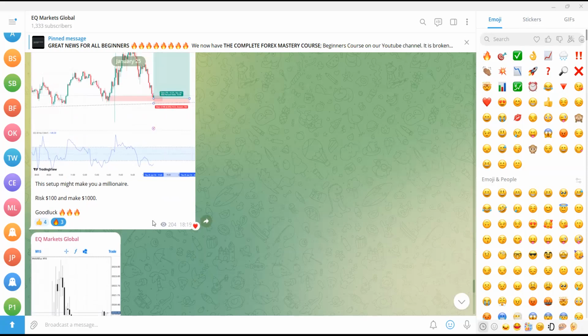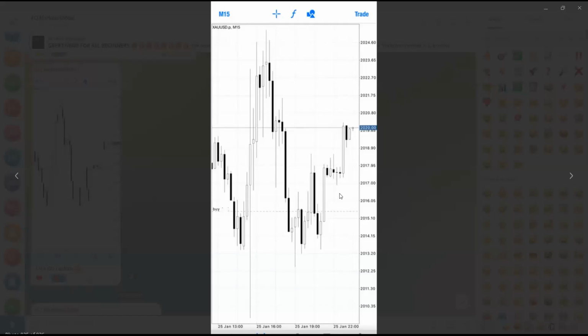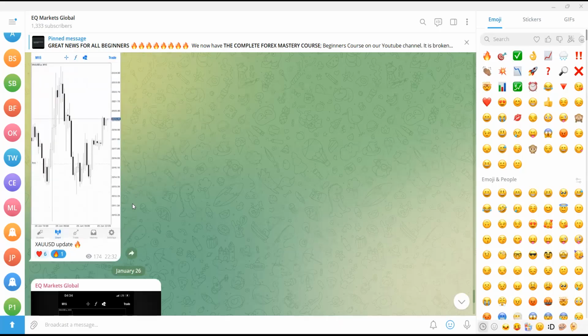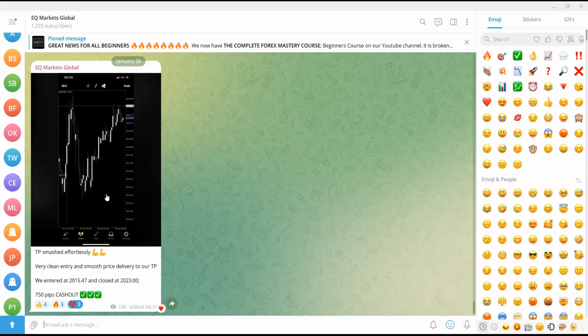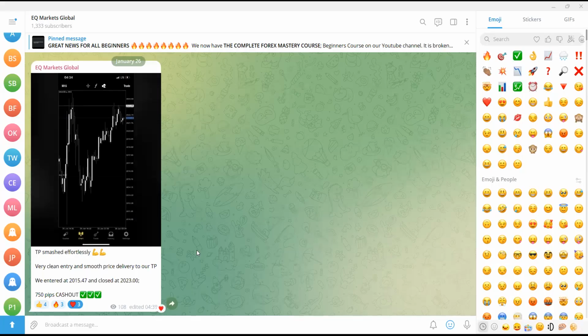And of course, this was dropped around 6:19 p.m., apparently around that time. So as at 10:32 p.m. yesterday night, we were giving updates on the movement so far on gold. Already we were running in massive profit. And before we could wake this morning, gold had already smashed a 750 pip movement TP, and it closed our 1:10. The price delivered to our take profit effortlessly.